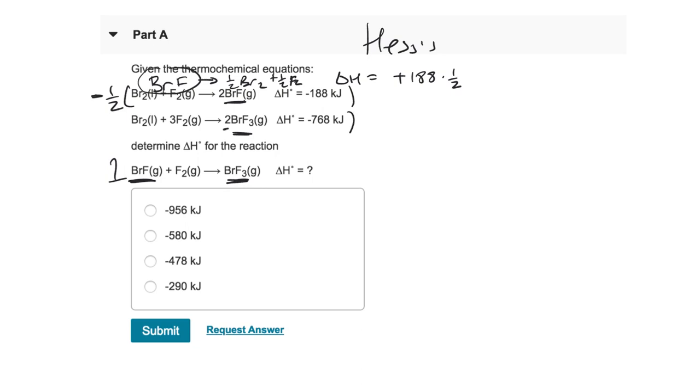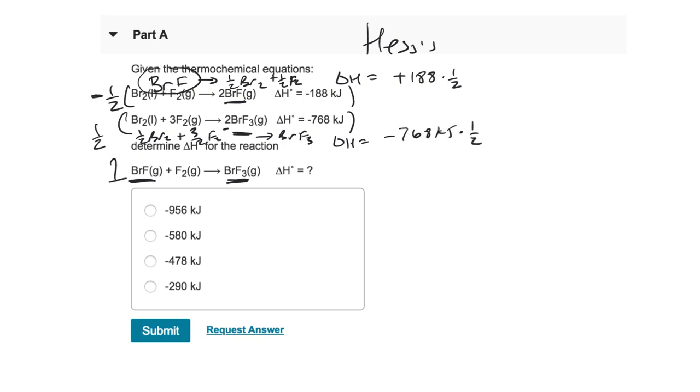So I need to cut this coefficient here by half. So if I can write this in here, I'd have a half Br2 liquid plus 3 halves F2 goes to BrF3. The delta H would be minus 768 kJ times a half.